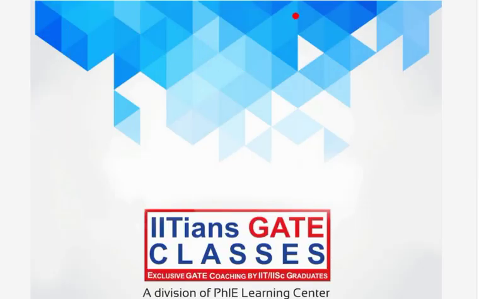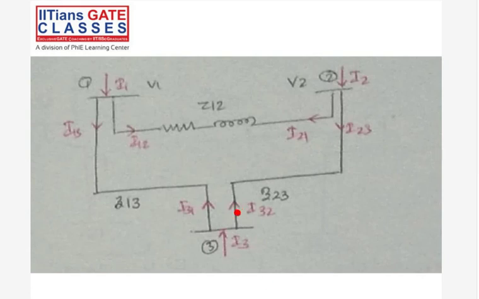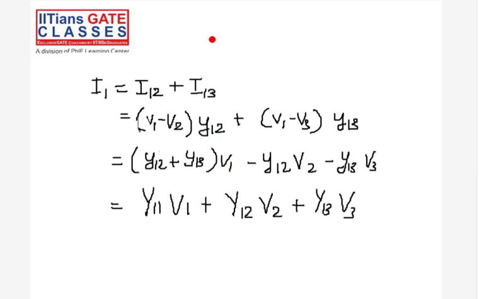Okay. So we will continue where we stopped last class, which was the bus admittance matrix. We looked at a three bus system, which had three lines in between them, and we took KCL.